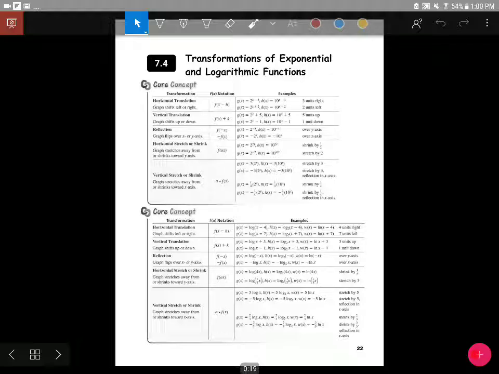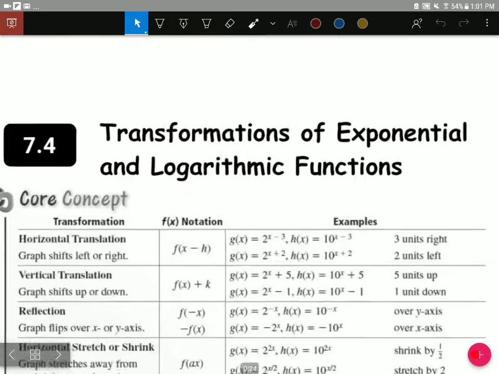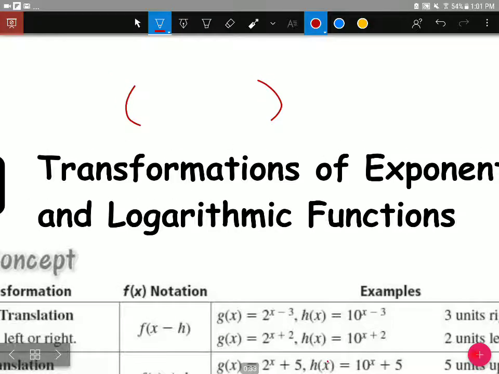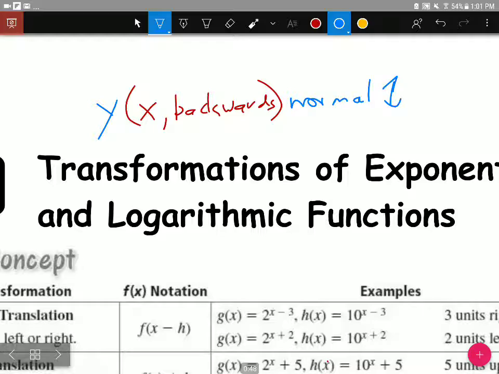Here we go. So 7.4, transformations to exponentials and logarithms. Remember, really the biggest idea is what is inside or what is outside. So inside the parentheses is what values, x or y? X. Is it normal or backwards? Backwards. Outside the parentheses, is that x or y? Y. And that, we treat them how? Normally. Alright, so your biggest question is what is inside or what is outside?